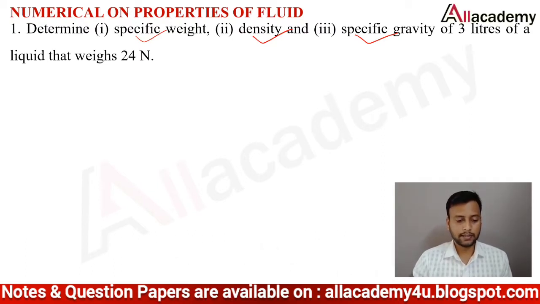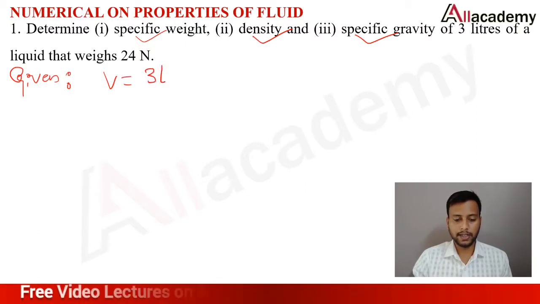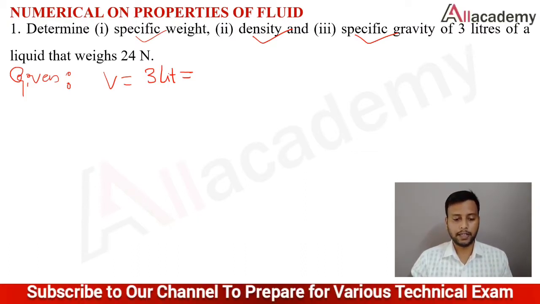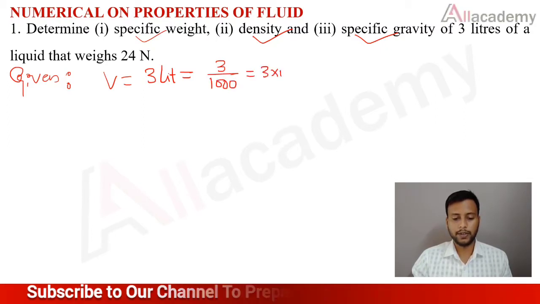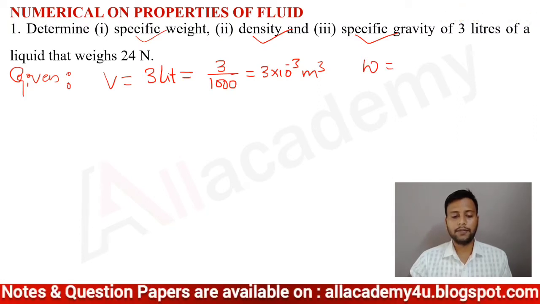Before that, let us write down the given data. He has given volume, that is 3 liters. Let us convert this into meter cube. If I want to convert liters to meters cube, I need to divide it by 1000. So it is 3 divided by 1000, that equals 3 into 10 raised to minus 3 meter cube. Another thing he has given is W, the weight of this fluid, that is 24 Newton.